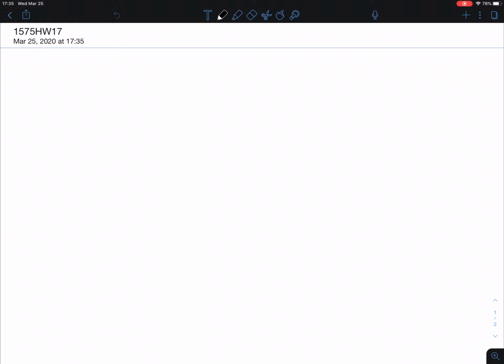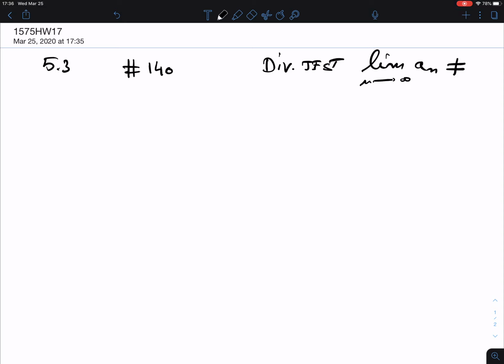So, some homework from 5.3. I assigned number 140, and this was a divergence test. Let me write down what the divergence test requires: you have to calculate the limit for n going to infinity of a_n, and then see whether it is zero or non-zero. If it's non-zero, then we have divergence.